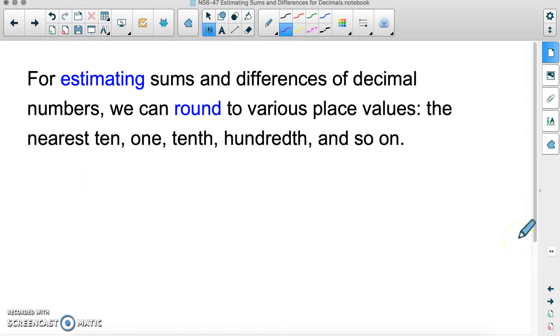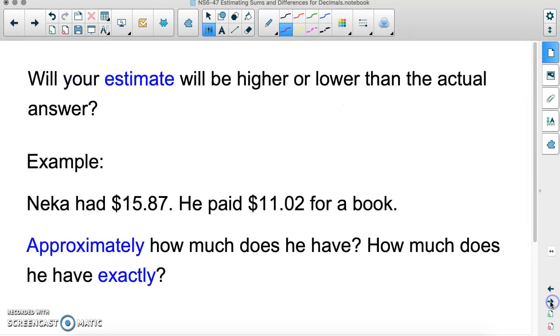So for estimating sums and differences of decimal numbers, you can round to various place values, the nearest 10, 1, 10th, 100th, and so on. So we're going to reflect on whether their estimate will be higher or lower than the actual answer. So for example, let's consider this problem. Nika had $15.87. He paid $11.02 for a book. Approximately how much does he have, and how much does he have exactly? So what we're going to do is take this $15.87, which is approximately $16, and we're going to subtract 11. So he has approximately $5.